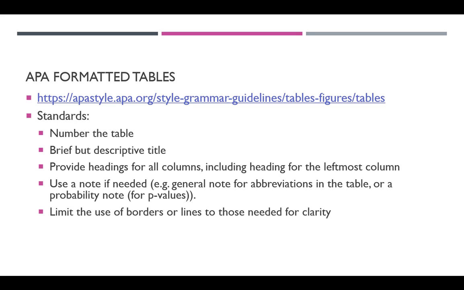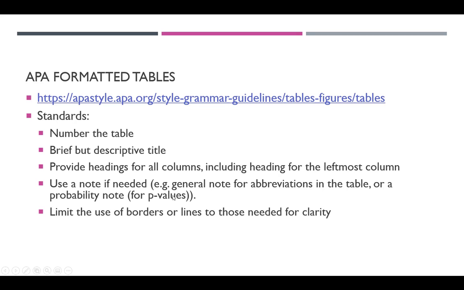which is normally a variable. You can use different kinds of notes if you need to explain something in the table itself, for example, if you've used abbreviations or probabilities. So there are different kinds of notes you can attach, but use them sparingly, so only if you really need to.